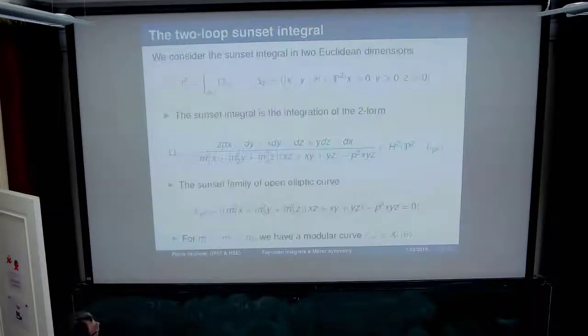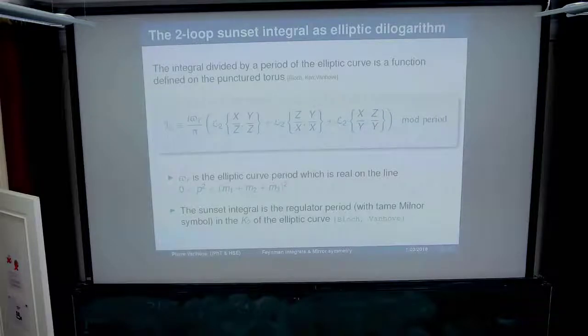Okay, so as an elliptic dilog, let me again recall. This is my sunset integral, this is the differential form in two dimensions. It's cubic, so it's clearly an elliptic curve. And when all the masses are the same, it turns out to be a modular curve of type X1(6). So the sunset integral will be something. If you divide your Feynman integral by a period, and this one is not exactly the pi zero, you can use a different period. For some reason, when we wrote it this way, we didn't use the same pi zero. The pi zero will come in another expression.